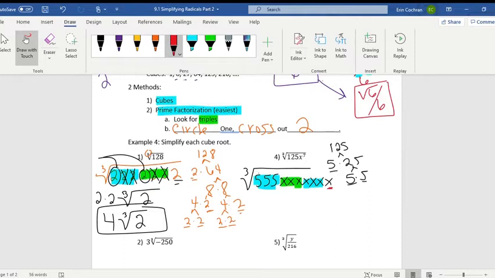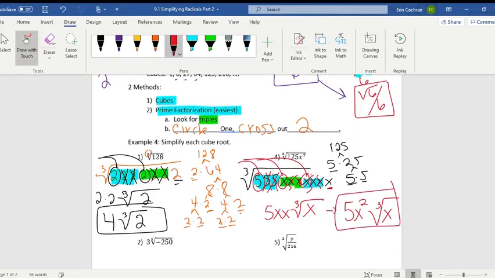So that one will stay. We circle one 5, we cross out 2 of them. We circle one of the x's, we cross out the other 2. We circle an x, we cross the other 2 out, and that last x is going to stay. So my circles come out. We have 5 and 2 x's, and then we have the cube root of x. The 2 x's we're going to rewrite as 5x squared, and then the cube root of x, and that would be your final answer.